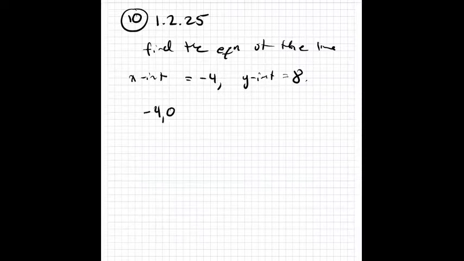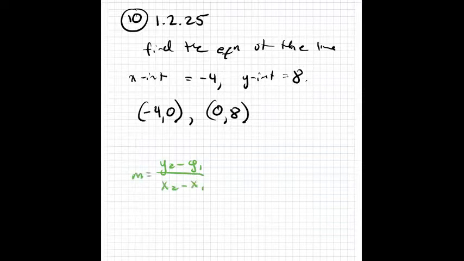Okay. The y-intercept is 8, so that's going to be (0, 8). Okay. So we want the equation of the line through those 2 points. I'm going to start off with the slope formula. That's going to be y2 minus y1 over x2 minus x1. Again, that's the slope between 2 points. And I like to just automatically label these x1, y1, x2, y2.